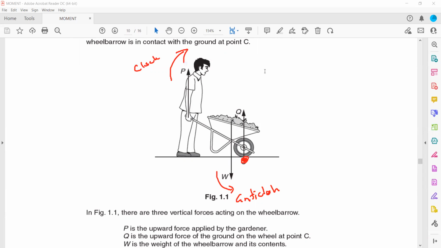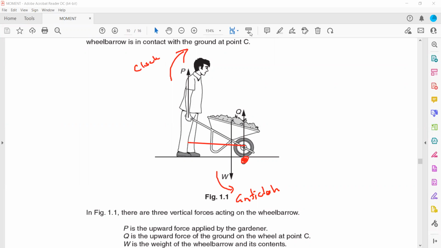So if I want the clockwise and anti-clockwise moments to be the same, as you can see, P is acting at a greater distance from the pivot. Yes, that's right, Rafik. As you can see, P is acting at a greater distance.